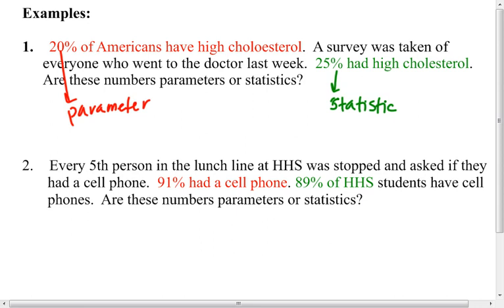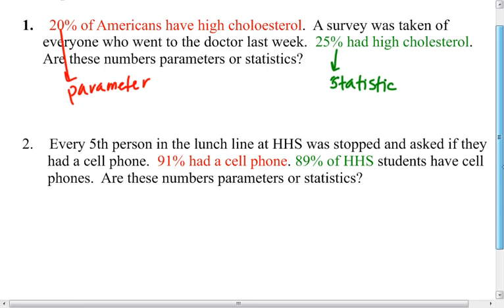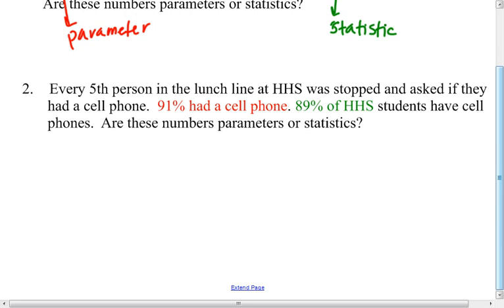All right, in the next example, every fifth person in the lunch line, so again, that's about a sample of a population, had a cell phone. 91% of them had one. And then 89% of all Hutchinson High School students have phones. So this 91%, because it's a subgroup only about the people in the lunch line, every fifth person in the lunch line, this is a statistic, a result of a sample. And the 89% of all of Hutchinson High School students would be about the population of Hutchinson High School, and so that would be a parameter.